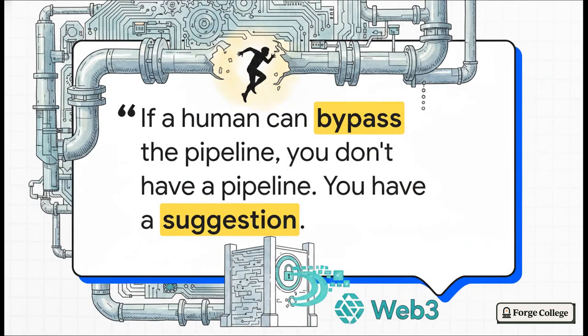I really want to leave you with this provocative thought today. If a human can bypass the pipeline, you don't have a pipeline, you just have a suggestion. Let that sink in for a second. Automation only truly works when it is the absolute, unquestionable authority. I highly encourage you to take these principles and apply them to your own workflows right away.